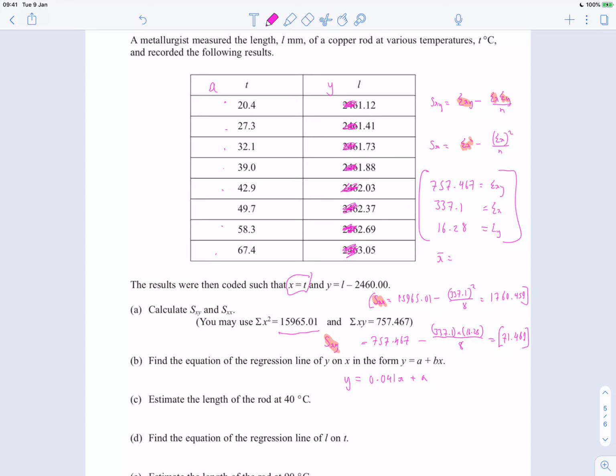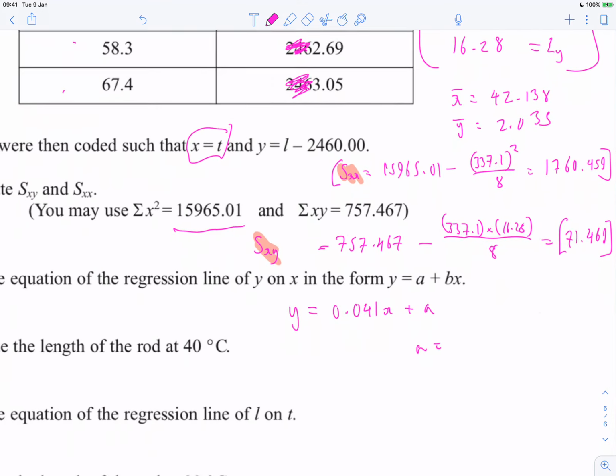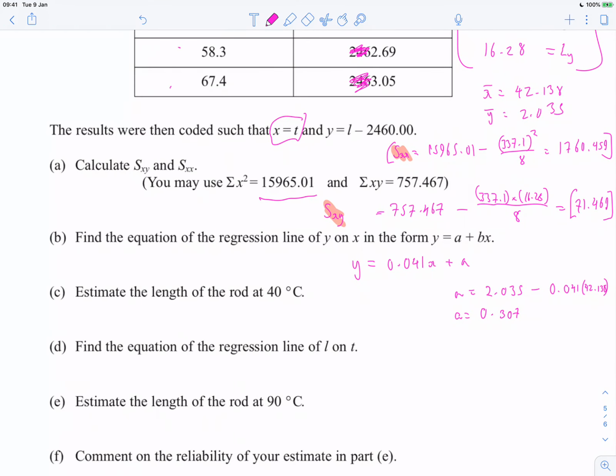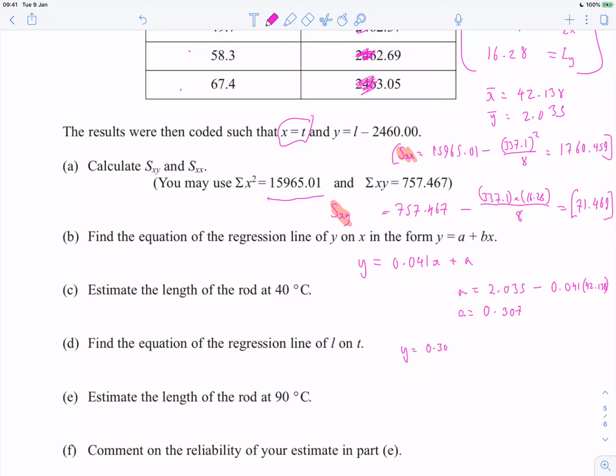The mean of x is going to be 337.1 divided by 8, which is 42.138. And the mean of y is going to be 16.28 divided by 8, which is 2.035. So if I make a the subject, a is y bar, which is 2.035, minus my b, which is 0.041, times by my x bar, which is 42.138. So a is going to equal 2.035 minus 0.041 times by 42.138. Looks to be about 0.307. So it looks like my regression line appears to be y equals 0.307 plus 0.041 lots of x. Okay.